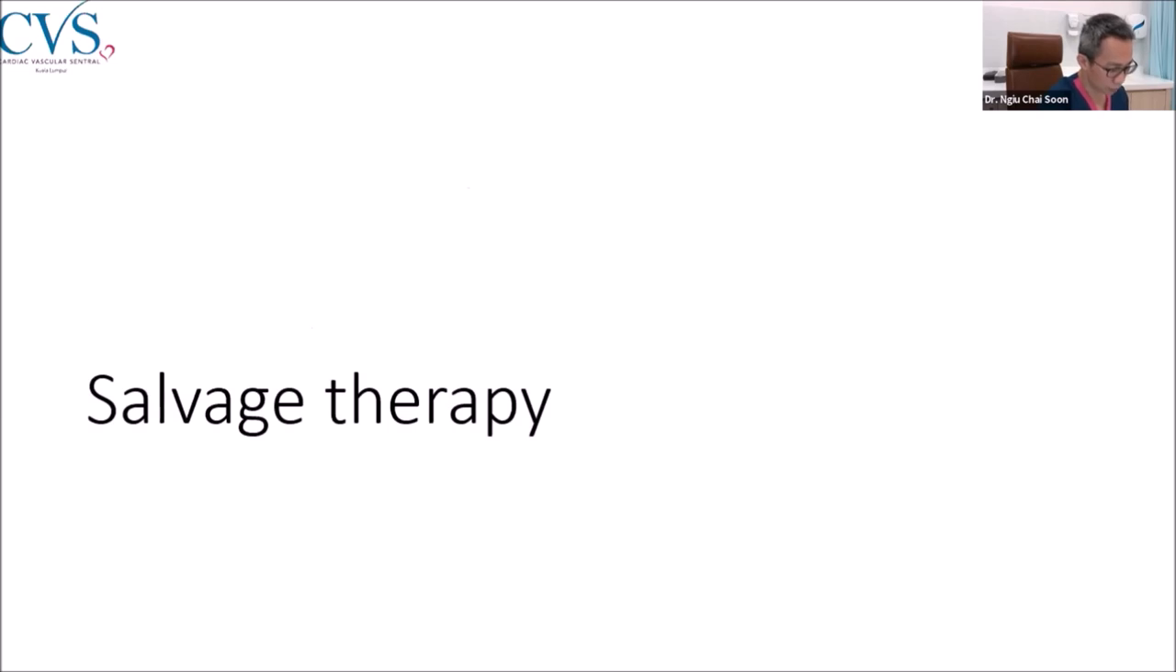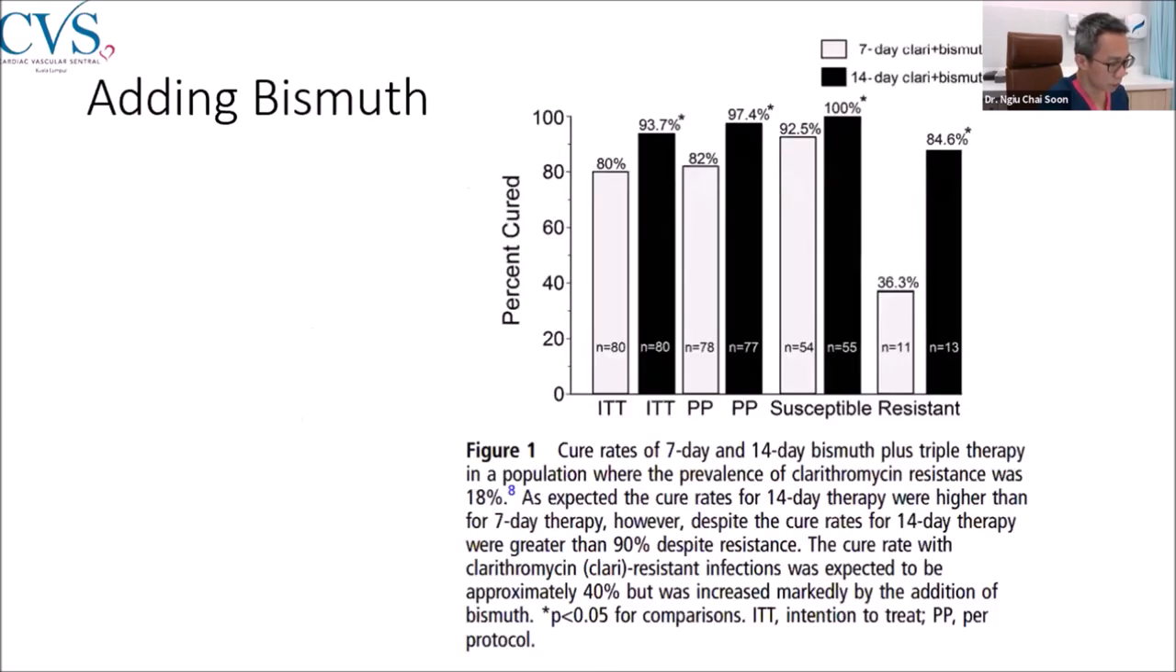And now we talk about salvage therapy. If you are talking about salvage therapy, adding bismuth is very important. However, we do understand that bismuth is not commonly available. This slide shows that if you add PCAT to a conventional regimen for those patients who have resistance towards clarithromycin, it will also tremendously improve the eradication rate for Helicobacter eradication.